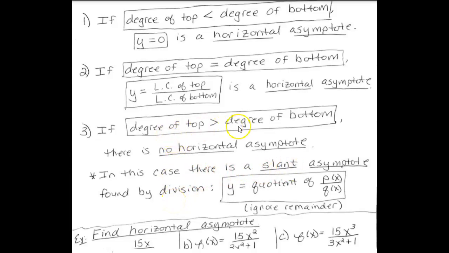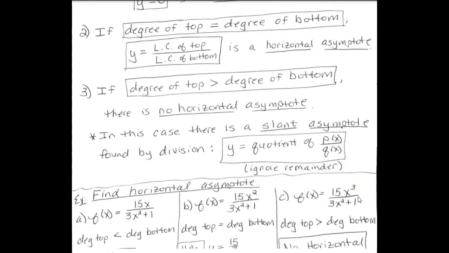So if this is the case and you're sketching the graph, there's going to be a slant asymptote found by division, and its equation is y equals the quotient of p divided by q. So you're going to actually divide q into p. You can do long division or synthetic, and you just ignore the remainder. The remainder doesn't matter, and it's just whatever you get as the quotient. We will do an example of this later on.